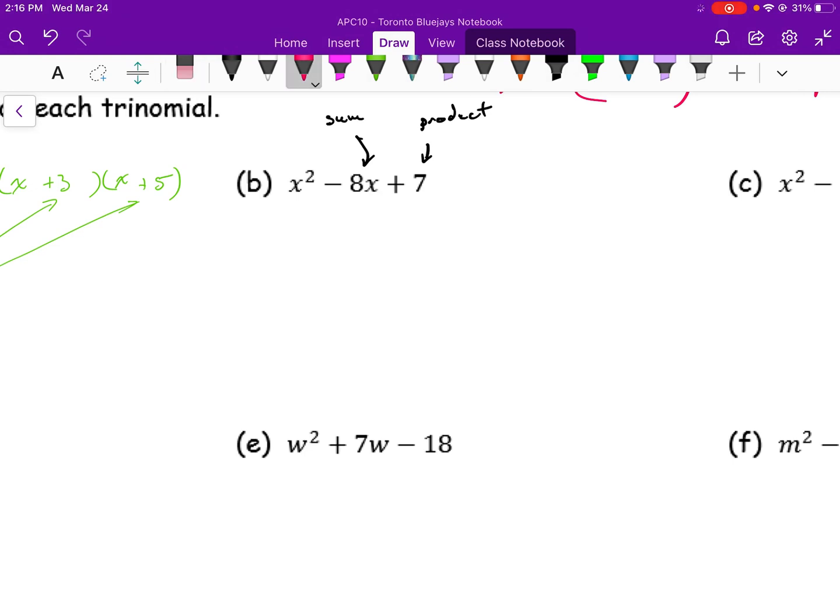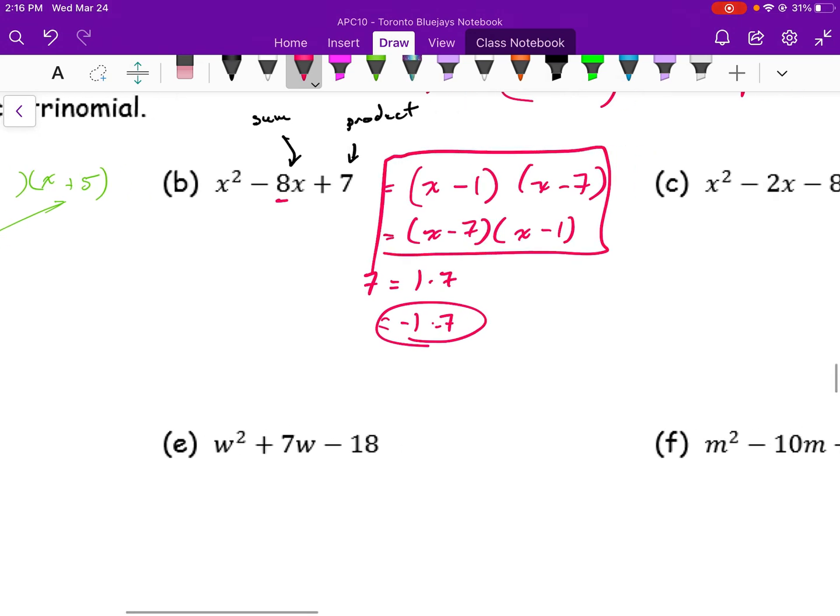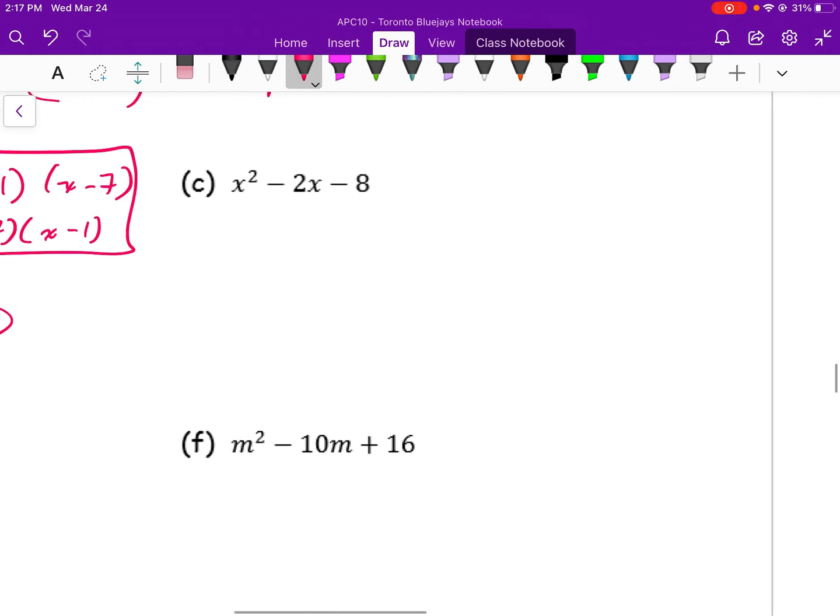So allow me to do some legwork. I'm going to take 7 and write down all the combinations that multiply to 7. 1 times 7, but don't forget, negative 1 times negative 7. Which pair of numbers adds to negative 8? There we are. So if I'm factoring this, I would write it as this. Also, you may want to write it like this. It's your choosing. It doesn't matter which way you write it. Both of them are the same. All right, good times.